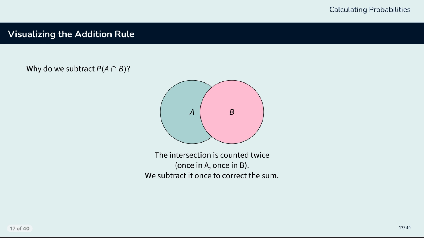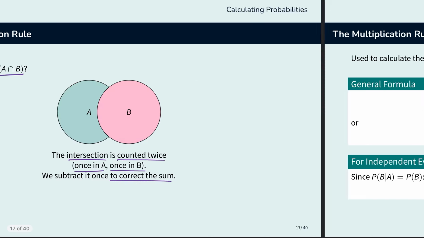So why do we subtract the probability of A intersection B? If you remember, when we calculate A union B, we generally double count the intersection because the intersection lies in both of these sets, once in A and once in B. So we subtract it once to correct for the total sum.